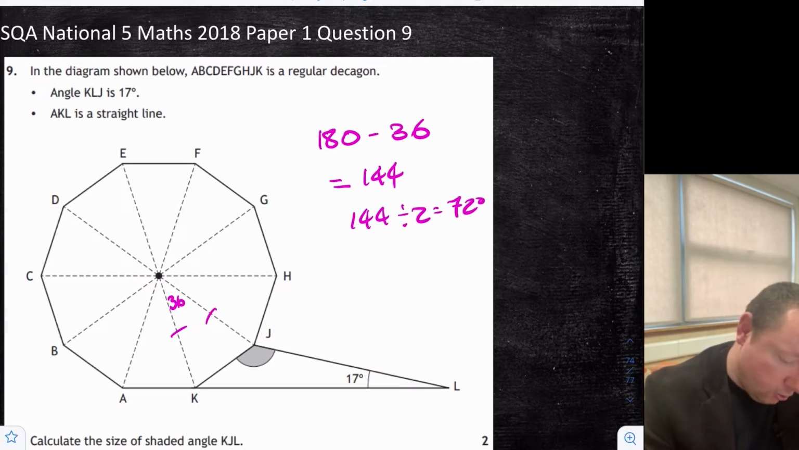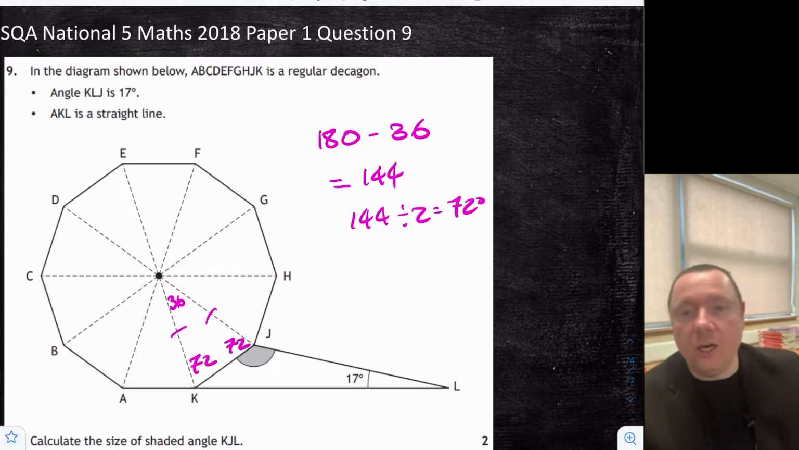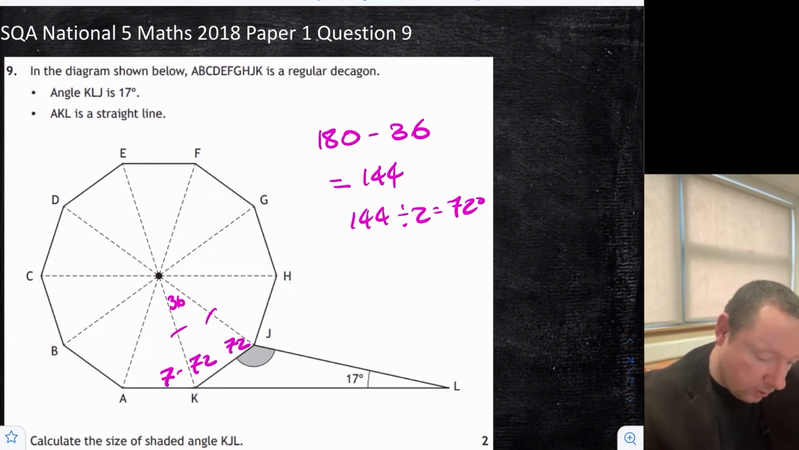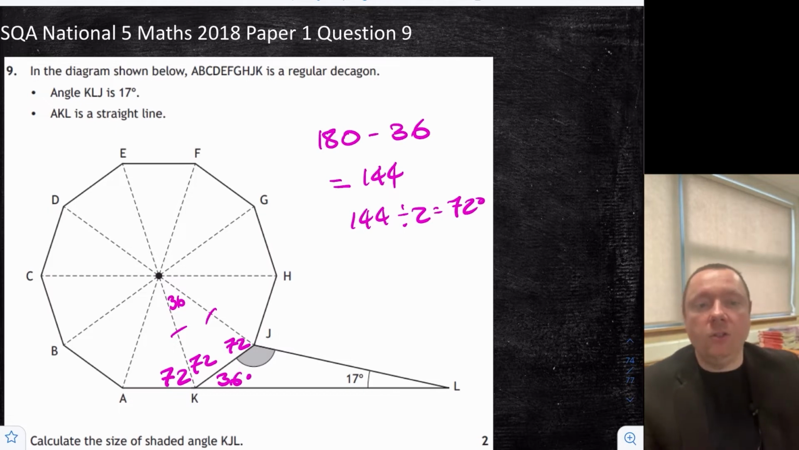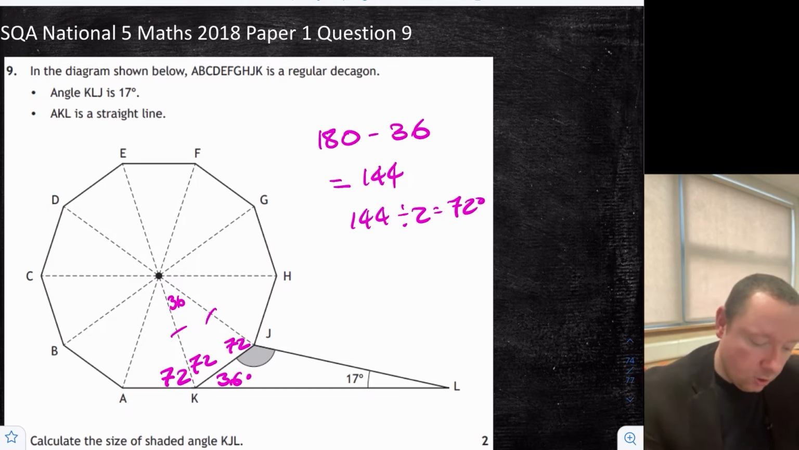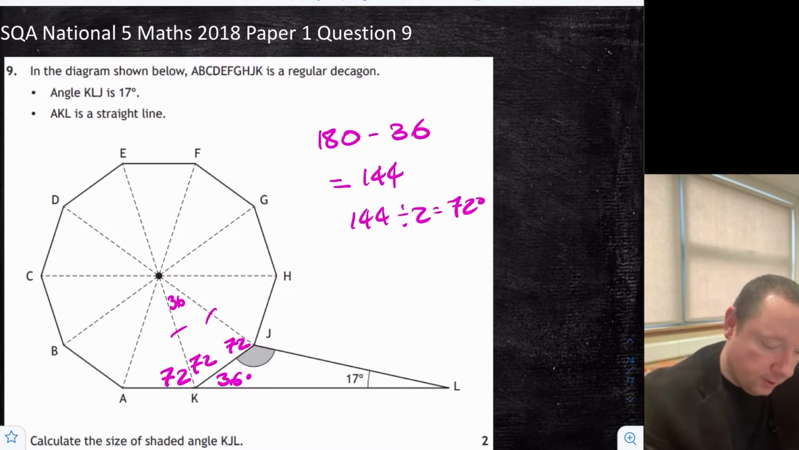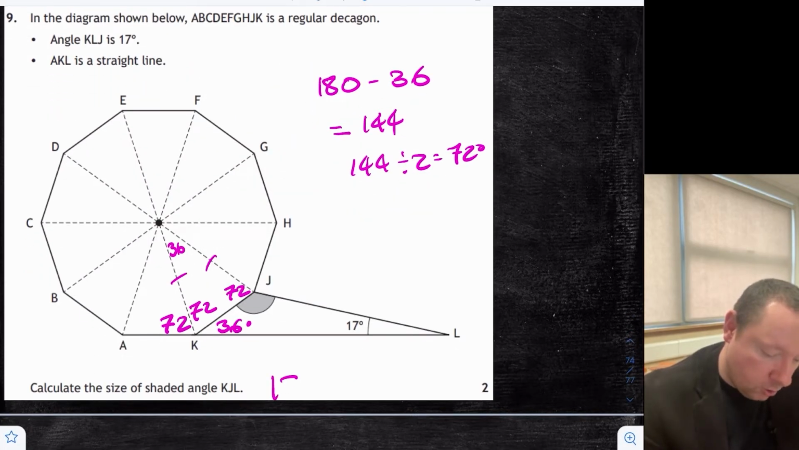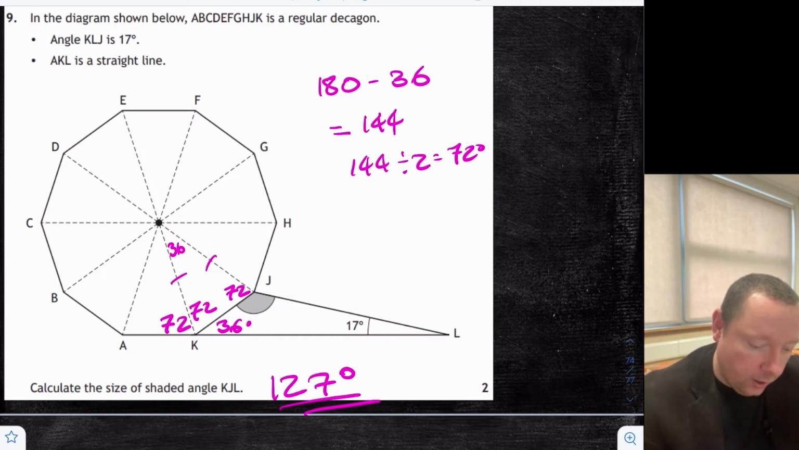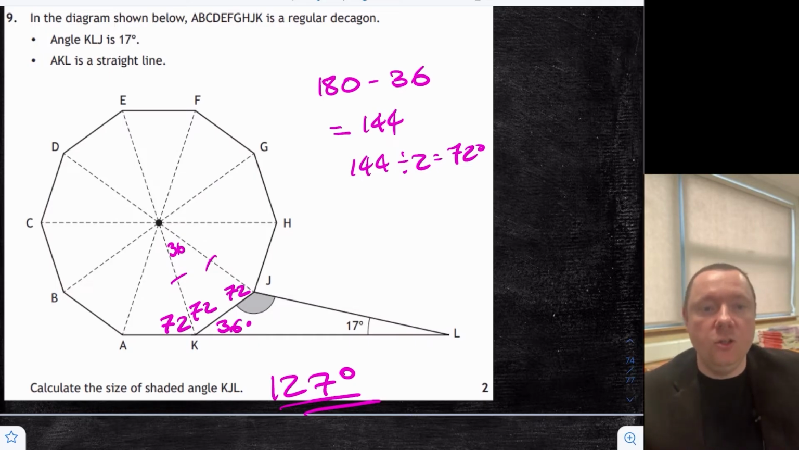So we get 72 here and here, but since all these triangles are exactly the same, that means that one's also 72. And now we've got angles on a straight line up to 180, so these two make 144, and I need to take that away from 180, so I get 36 back down here. And now it's pretty simple. Angles in a triangle add up to 180, so I do 36 plus 17 away from 180 is 127. So our answer is 127 degrees for our final mark. You get a mark for getting 72 and 72, or for getting 36 down there, then you get a mark for the 127 at the end.